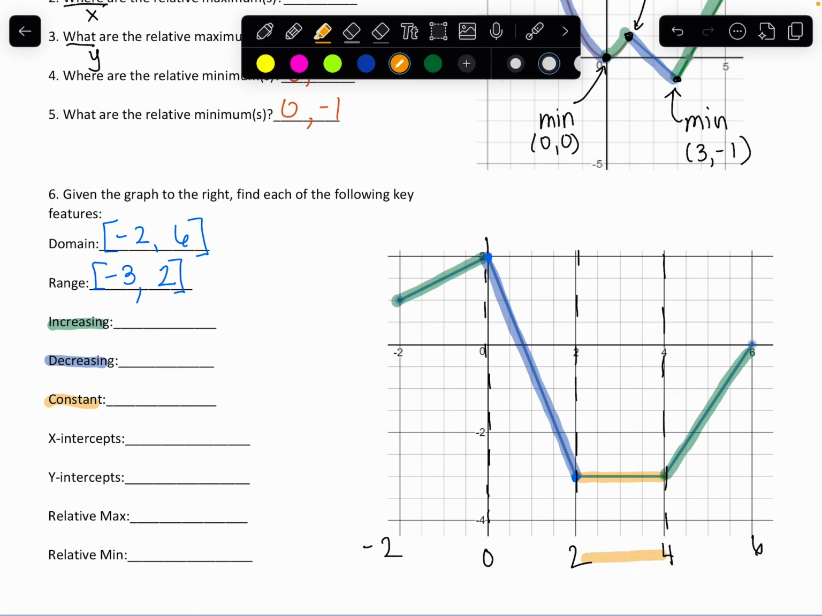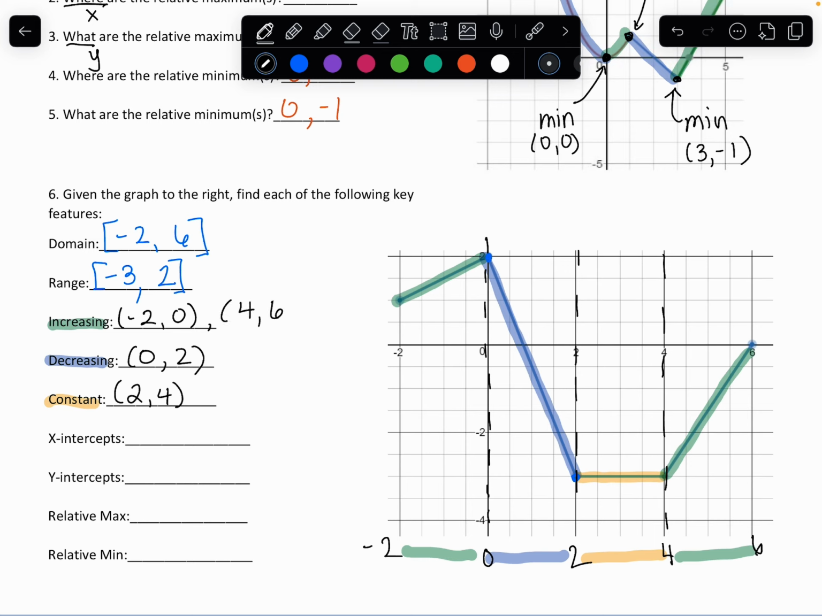Now all I'm going to do is bring those colors down from my graph. This is just helpful, again, so we don't have to worry about what values we're working with. We're always working with the x values, and now I'm just going to bring them over. So we're green from -2 to 0, blue from 0 to 2, orange from 2 to 4, and green again from 4 to 6.